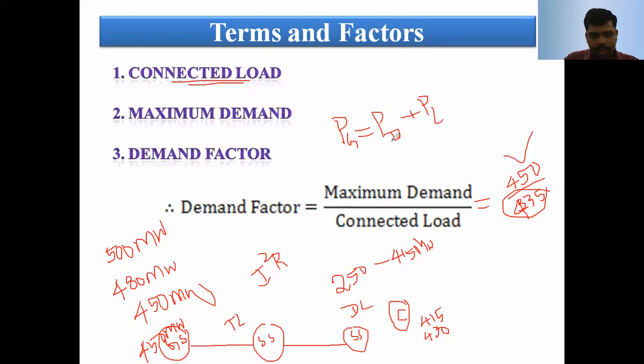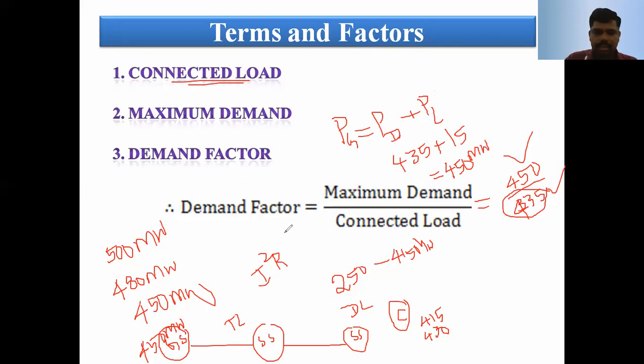Now in this particular power plant, how much is the maximum demand? The demand is 435 megawatt. We need to include the losses, which are either 15 megawatt or 20 megawatt. Here we consider 15 megawatt. How much is the total demand on the particular power station or power plant? 450 megawatt.